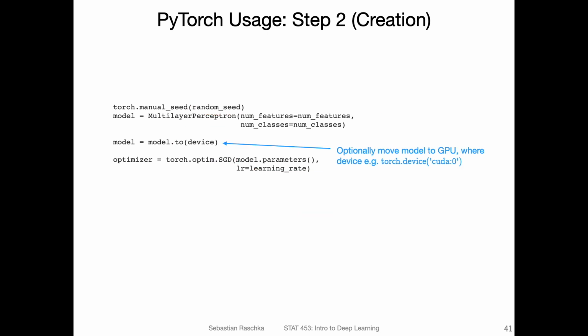Alright, so this is what I described before. If we have a CUDA device, a GPU, we can specify it here, and then the code or the model will be executed on the GPU, which can make training much faster. And on Thursday I will show you some free platforms where you can use a GPU for free.